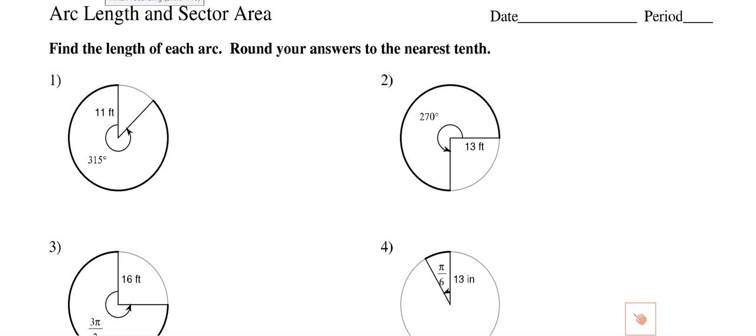So just as an example, this first one, we want to know this arc. This is the which arc? Major arc, right? 315 degrees. How do we work out the arc length?